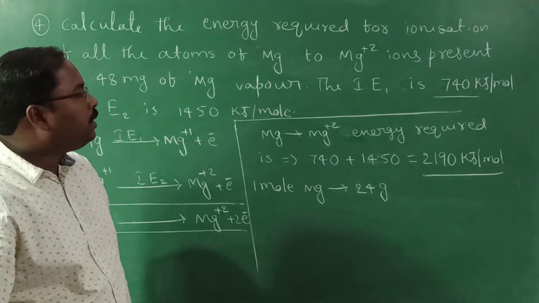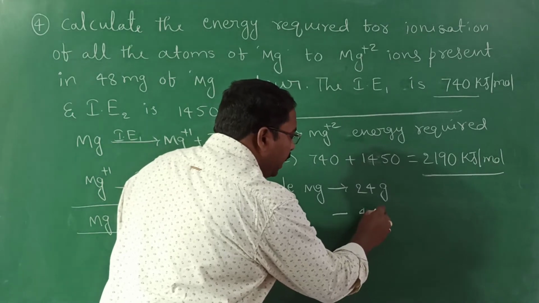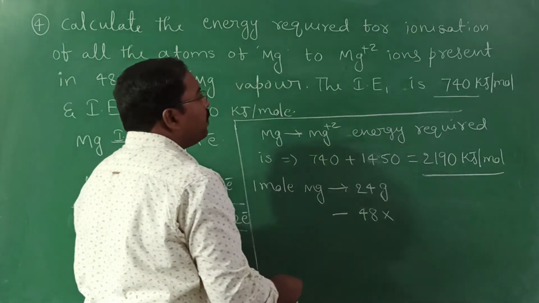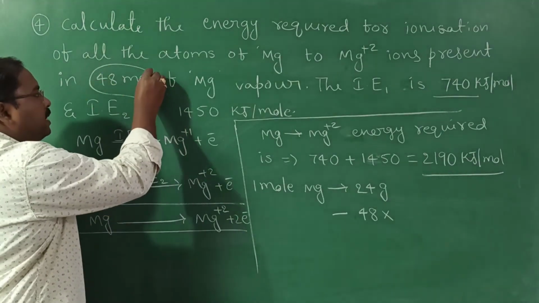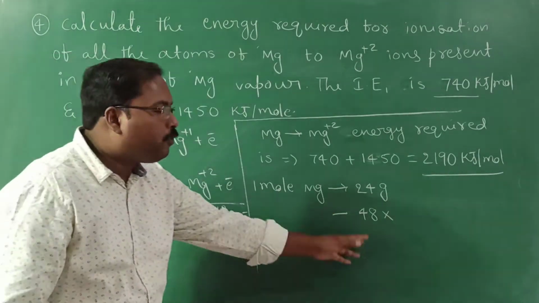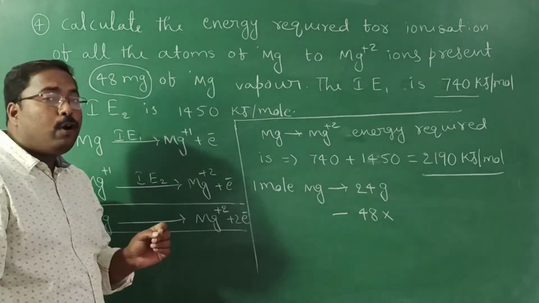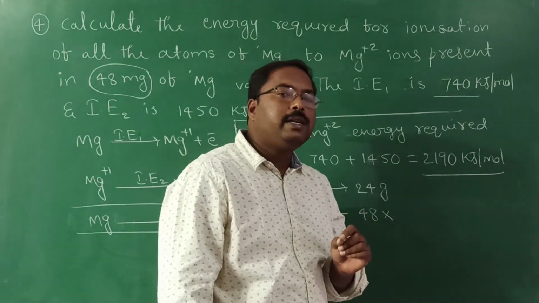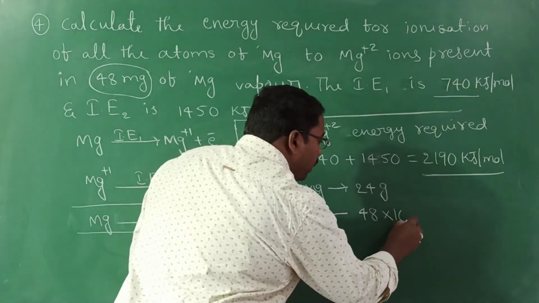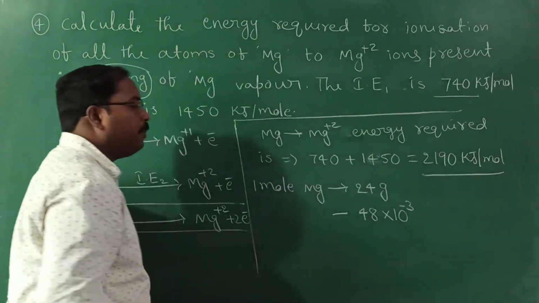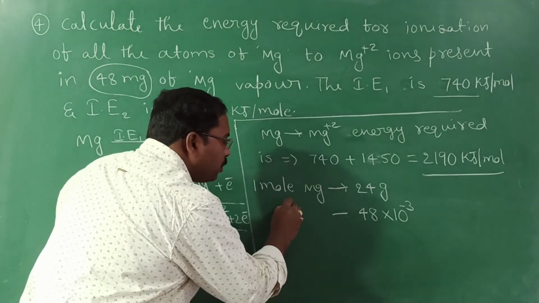In the question, how many grams have they given? 48 milligrams they have given. Observe the question carefully. Here is where mistakes are generally made. Simply you may take 48, but read the question carefully. They have given 48 milligrams, so we should convert that milligrams into grams. So it is 48 into 10 to the power minus 3 grams, and let it be x moles.